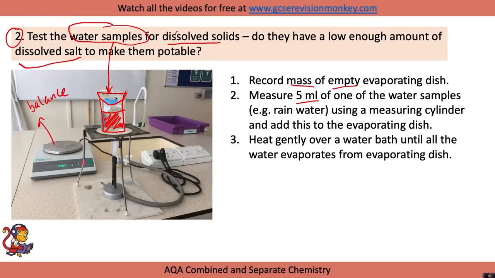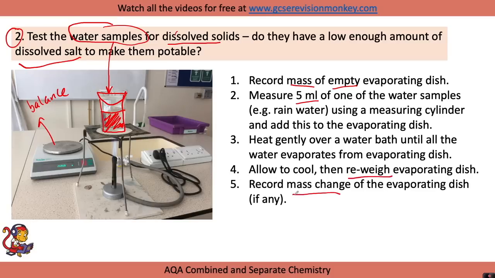Now, to do it safely in the lab, what you might do is allow most of the water to evaporate and then leave the rest to evaporate slowly. But once the water evaporates, you'll be left with none in your evaporating dish. And you will allow that to cool and then re-weigh the evaporating dish. You would then record any mass change of the evaporating dish, if there is any, and observe any salts left on the evaporating dish. So once the water had evaporated, if your sample contains salts, you would likely see salt deposits building up on the sides of the evaporating dish.